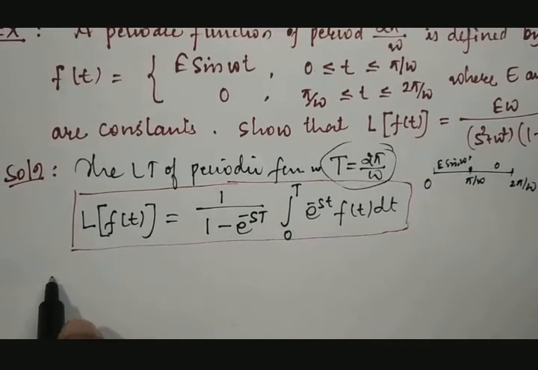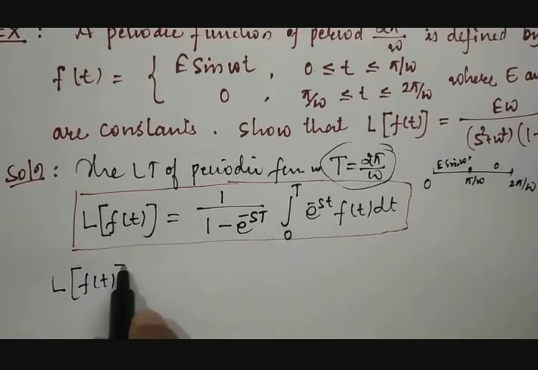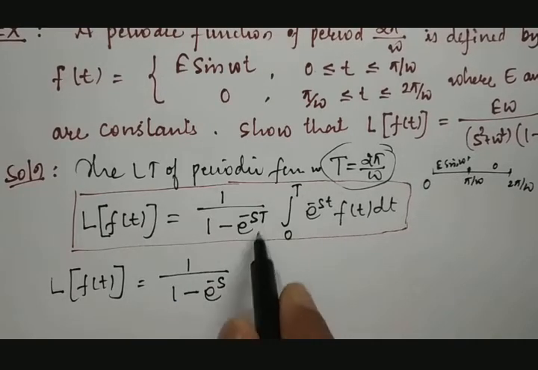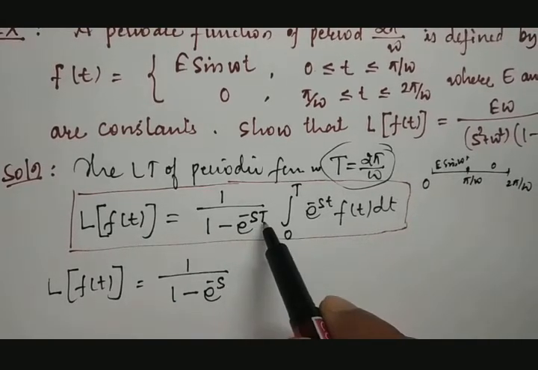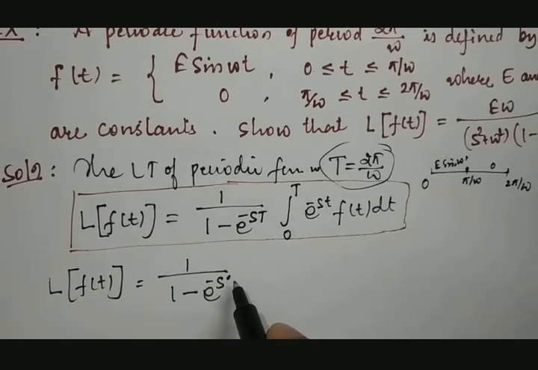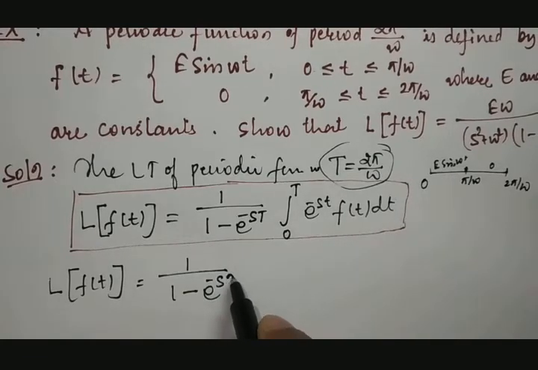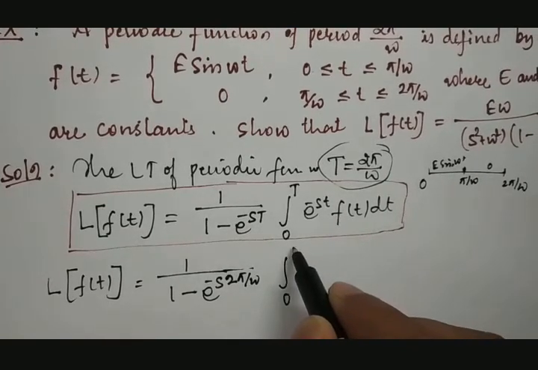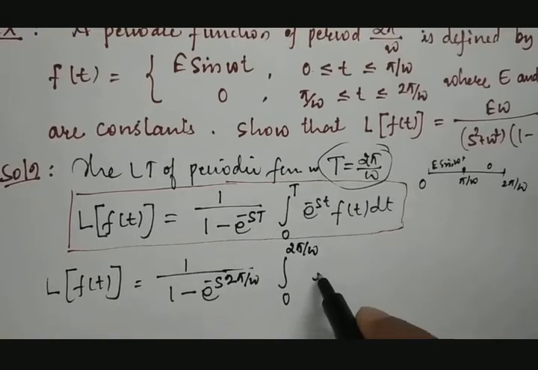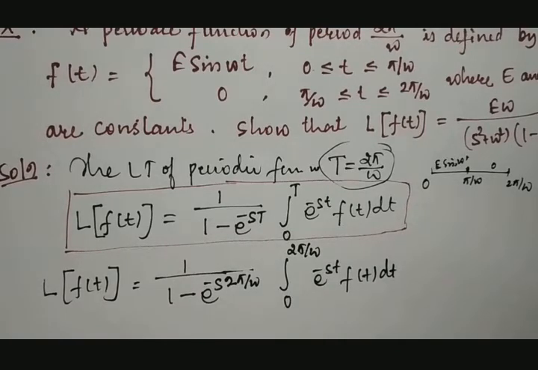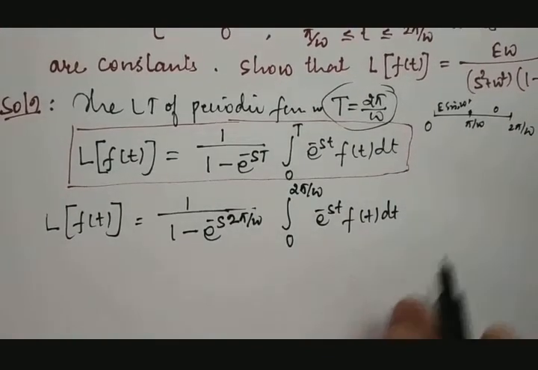Let us substitute. Then the Laplace transformation of f of t is equal to 1 divided by 1 minus e raised to minus s into T. But what is T? T is nothing but 2 pi by omega, so we take that, and the integration is between 0 to 2 pi by omega of e raised to minus st into f of t dt. The result is split into two parts.